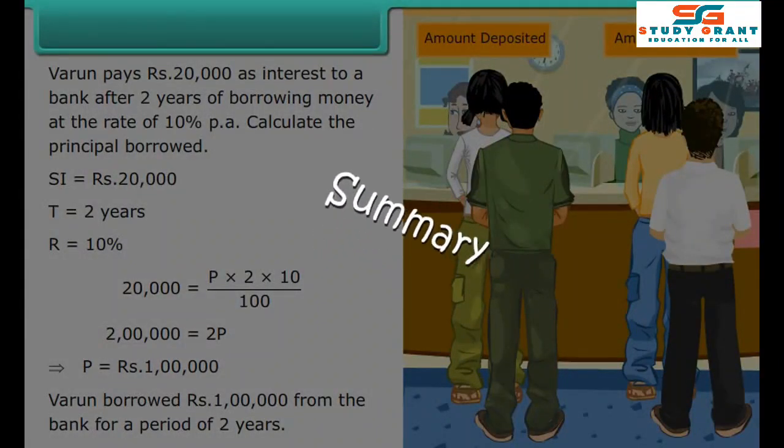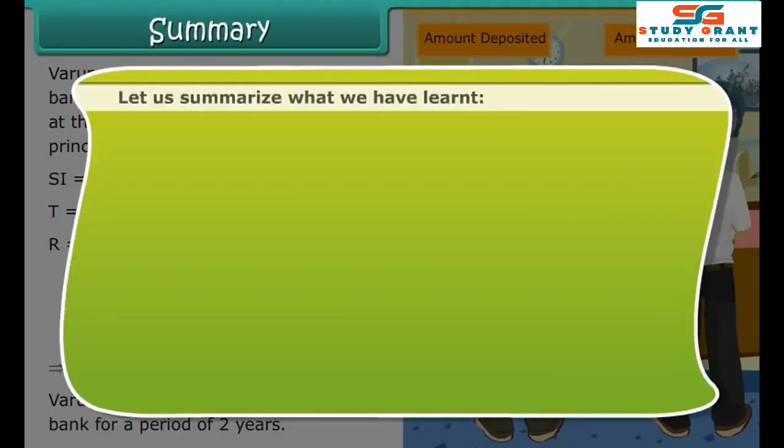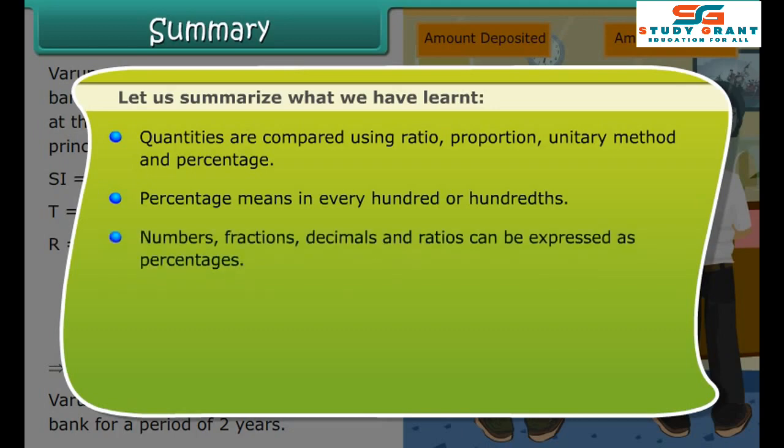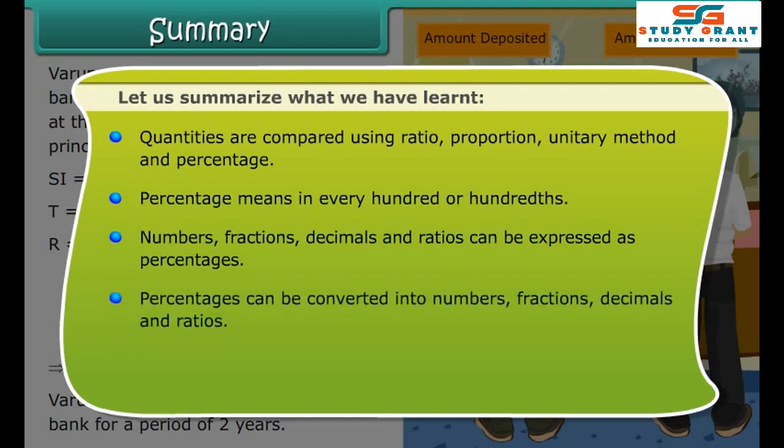Summary. Let us summarize what we have learned. Quantities are compared using ratio, proportion, unitary method and percentage. Percentage means in every 100 or hundredths. Numbers, fractions, decimals and ratios can be expressed as percentages. Percentages can be converted into numbers, fractions, decimals and ratios.